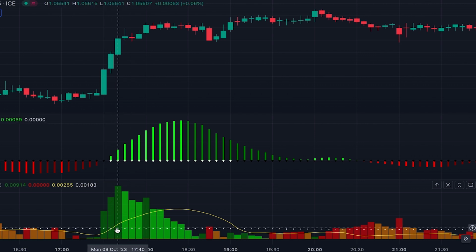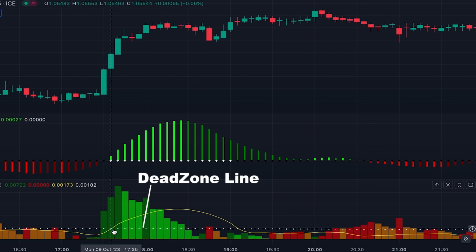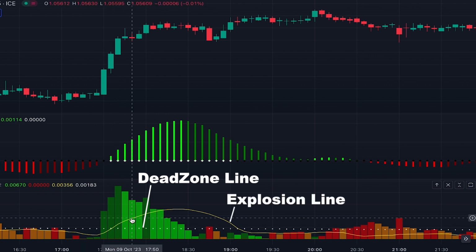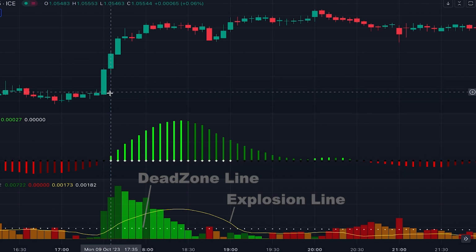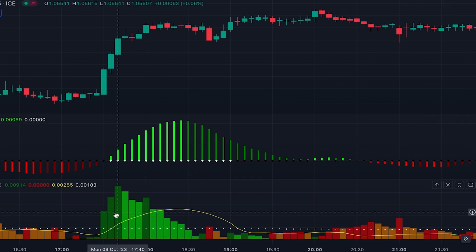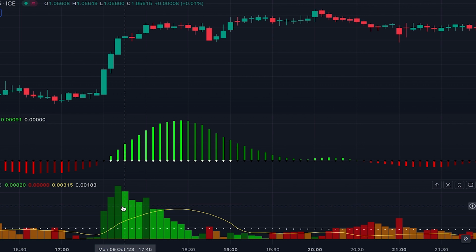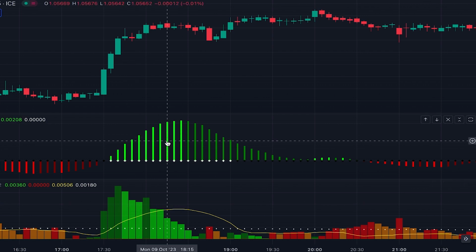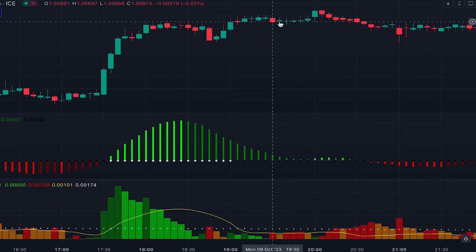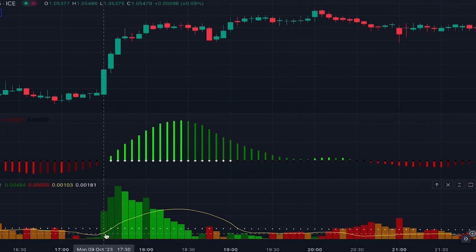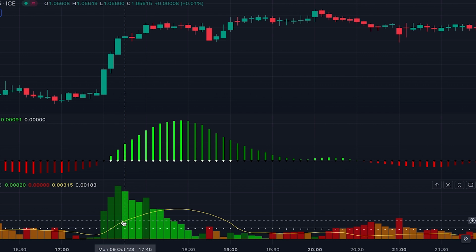The white dotted line is the dead zone line and the yellow line is the explosion line. When we have the histogram above both the dead zone line and the explosion line, it can show a strong advancing or declining of the price in the market, and the direction can be found with the help of the histogram color. This indicator provides similar information like this. When the bars are below the dead zone line, it shows a flat and non-trending market, and when the bars cross above the dead zone line and also the explosion line, it can show a strong movement in the market.